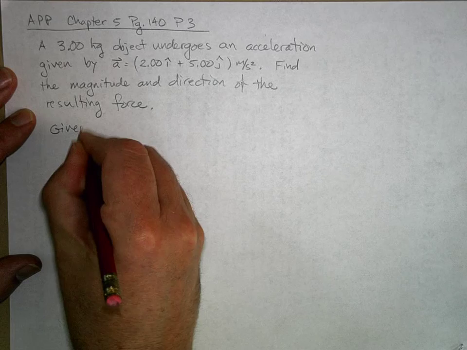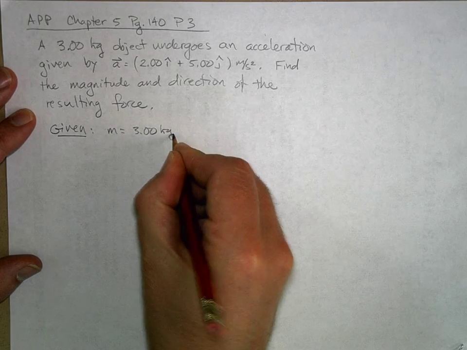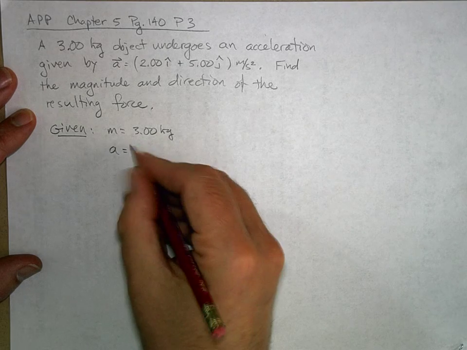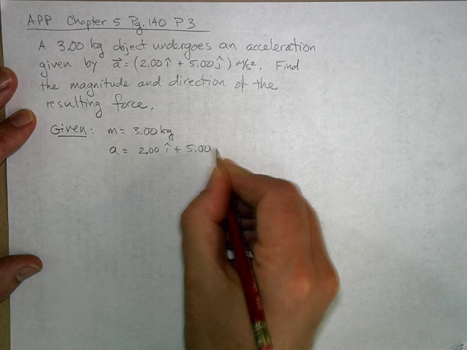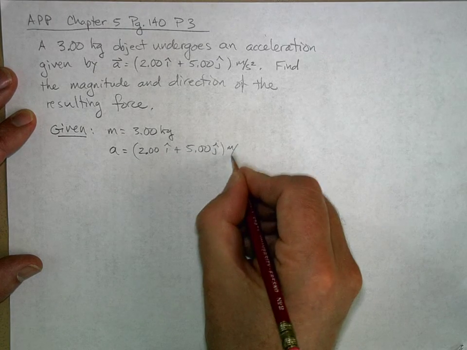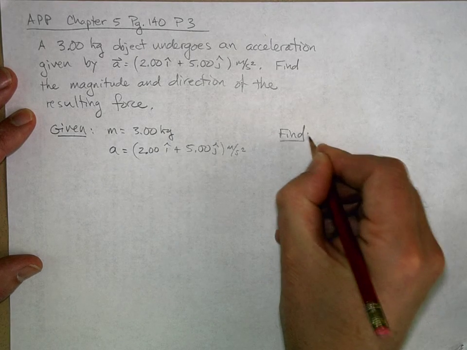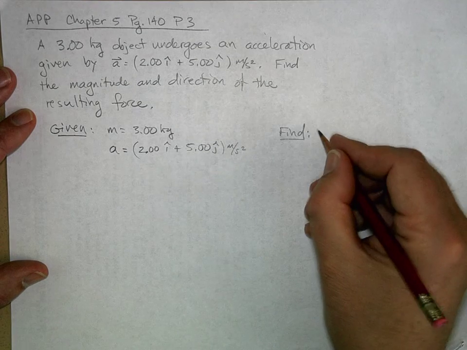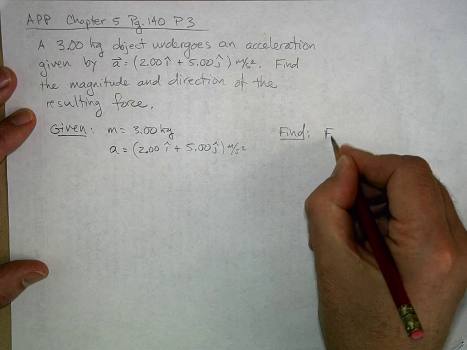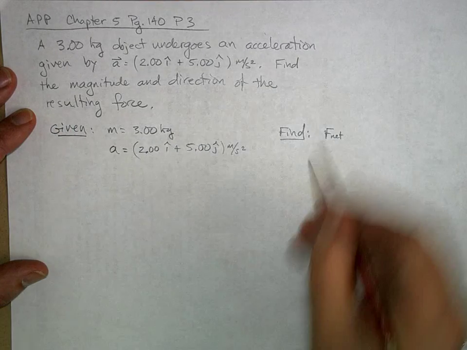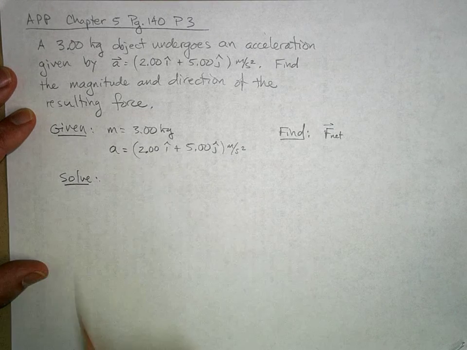So I'm going to use given. The mass is 3.00 kilograms. The acceleration is 2.00 I hat plus 5.00 J hat meters per second squared. And what are you trying to find? You want to find the resultant force. Or actually, I should call this the net force. I should have called it the net force there. So, let's solve it.